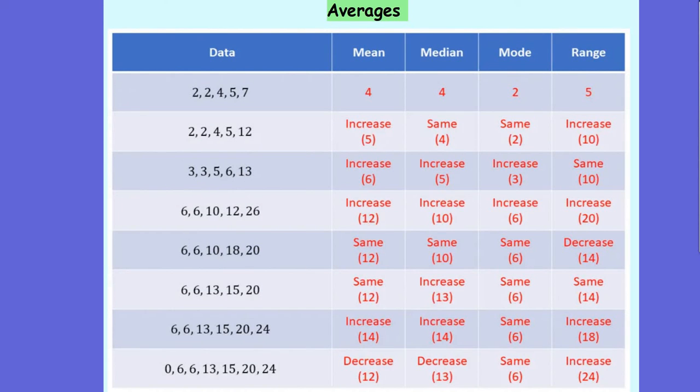And here are the answers. Please check your work and see how you did. The numbers in brackets are the mean, median, mode and range that I was looking for. For example, the mean of the second set of data would be 5, the median was 4, and the increase, same. Increase is just telling you whether it's going up from the previous answer or whether it's the same.